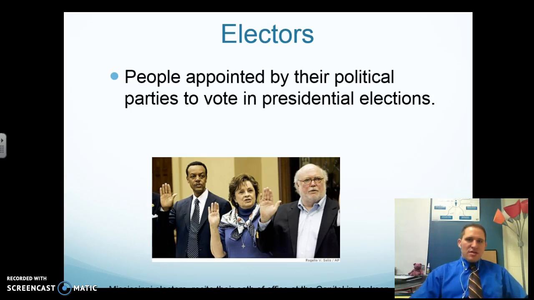All right, third word, electors. When we talk about the Electoral College, this will come much more clear for you. Electors are people appointed by their political party to vote in the presidential election. The popular vote is broken down by state. And if that state goes one way or the other, for instance, if Virginia were to go Democratic this year, then the Democratic electors would go in December and vote for the Electoral College. They would cast the official vote for Virginia. We have 13 electoral votes, so 13 Democratic electors would go and cast the official vote.